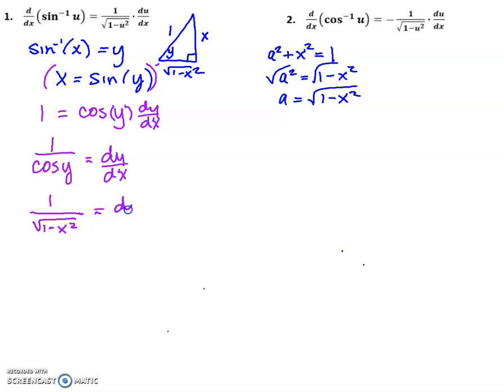So there we have it. The derivative for the sine inverse is 1 over the square root of 1 minus the function squared. And it is like this.